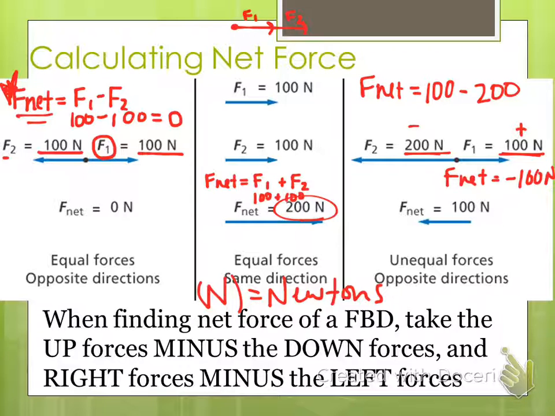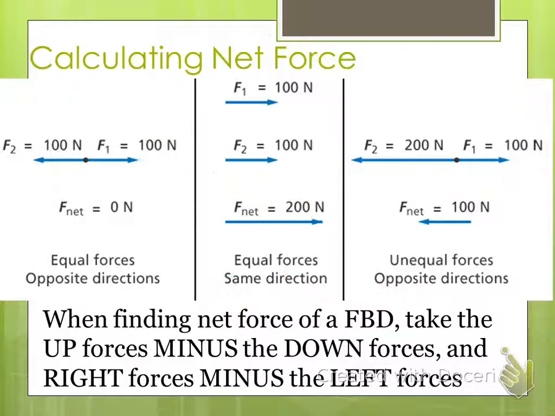Okay, good. When finding the net force of free body diagrams, we take the up forces minus the down forces, which we didn't have any here, or the right forces minus left. So we always take positives minus negatives. That's really, really, really important. Net force is positives minus negatives. Okay? But we have to draw the diagram first. So here our forces were already drawn kind of in a free body diagram for us. And in all of our problems, that might not be the case.